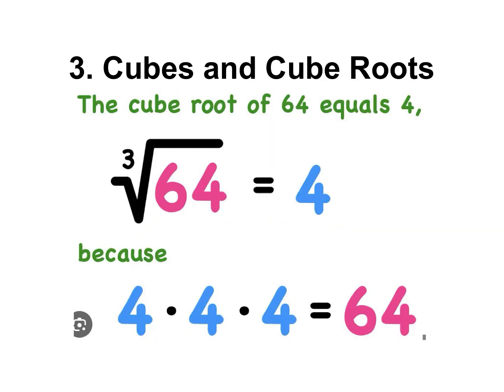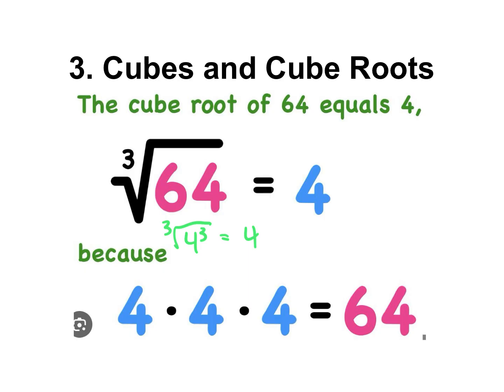Okay, now the cube root of 64 equals 4. So basically what you have is 4 cubed, and you take the cube root, and that's how you get 4 out. So cube roots undo cubes. Cubes undo cube roots. Just like squares and square roots undo each other.